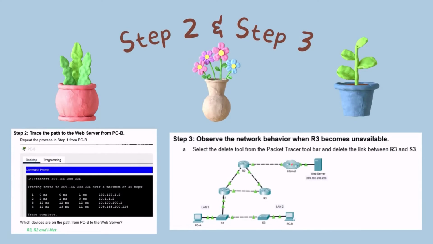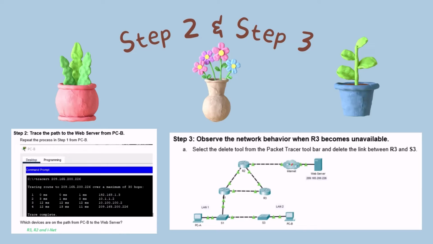Okay, for the second step, trace the path to the web server from PCB. Repeat the process in Step 1 from PCB. So in PCB we run tracert 209.165.200.226. Once we have traced, the question: which devices are on the path from PCB to the web server? Here we can look at the IPs through the addressing table given earlier. So R3, R2 and the Internet, INET.